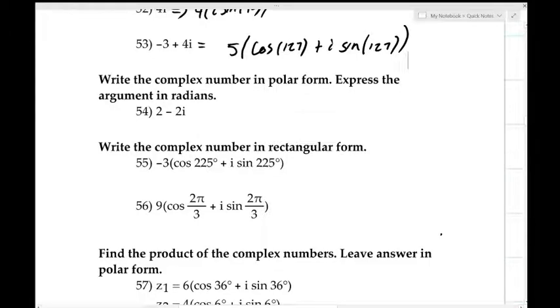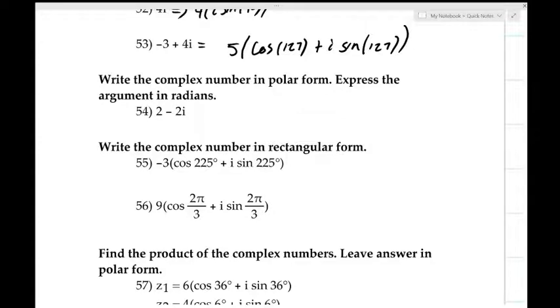Okay. Number 54, let's go ahead and convert that complex number into polar form and express the argument in radians, right? So instead of degrees like we did in the previous one.